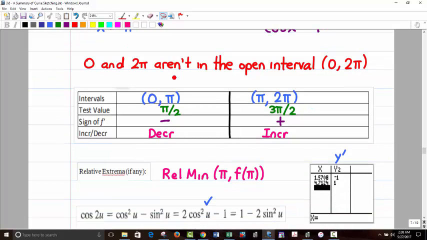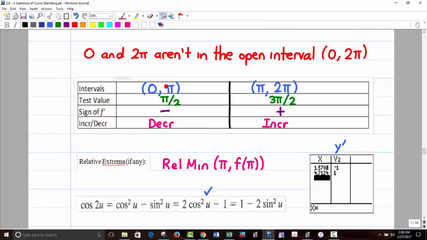Okay, let's see. Easy from this point on. Pick a test value. I used pi over 2 and 3 pi over 2. All right, did it right over here. Got negative, got positive, decrease to increase. We have a relative min at pi, f of pi.